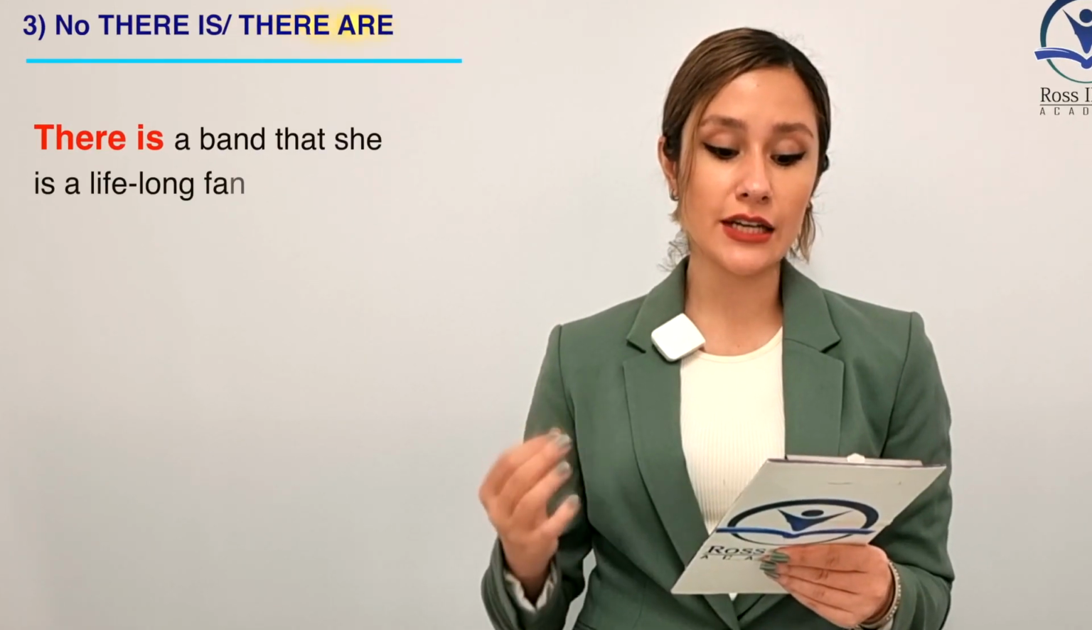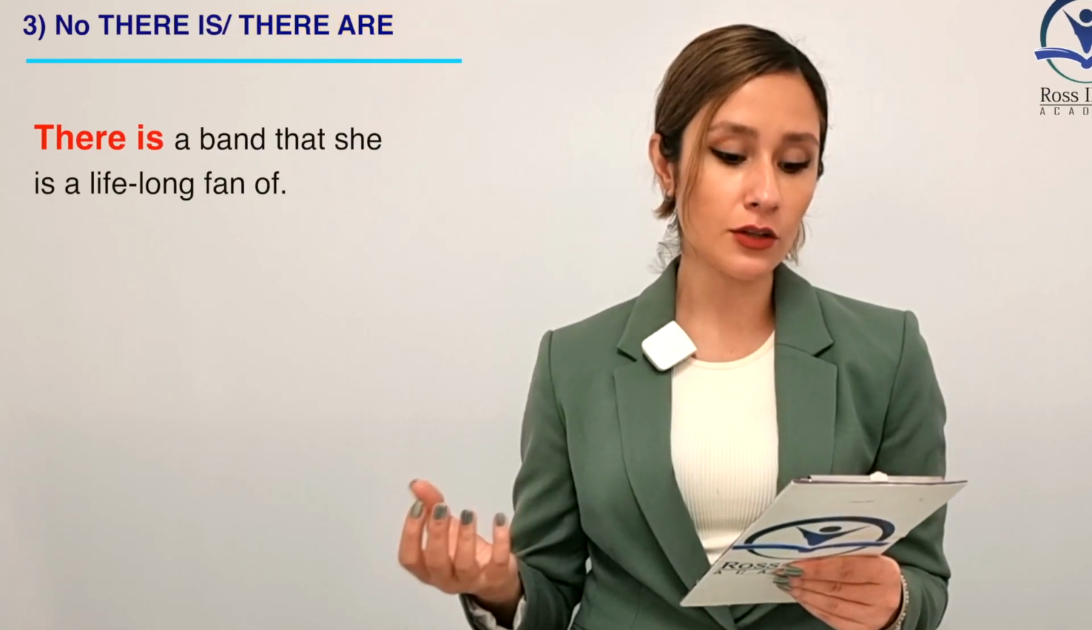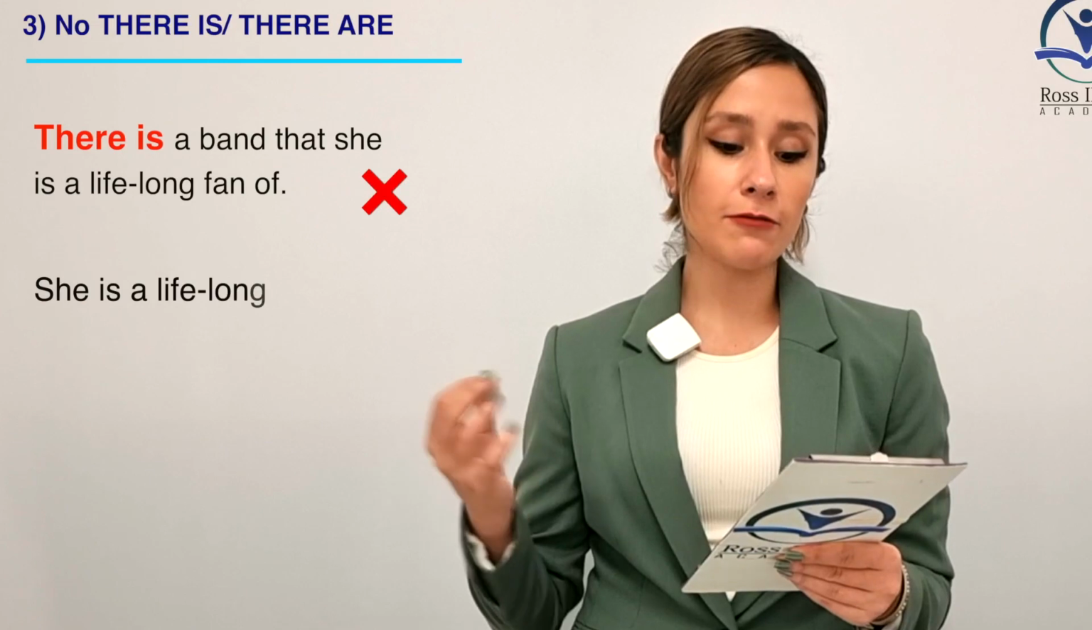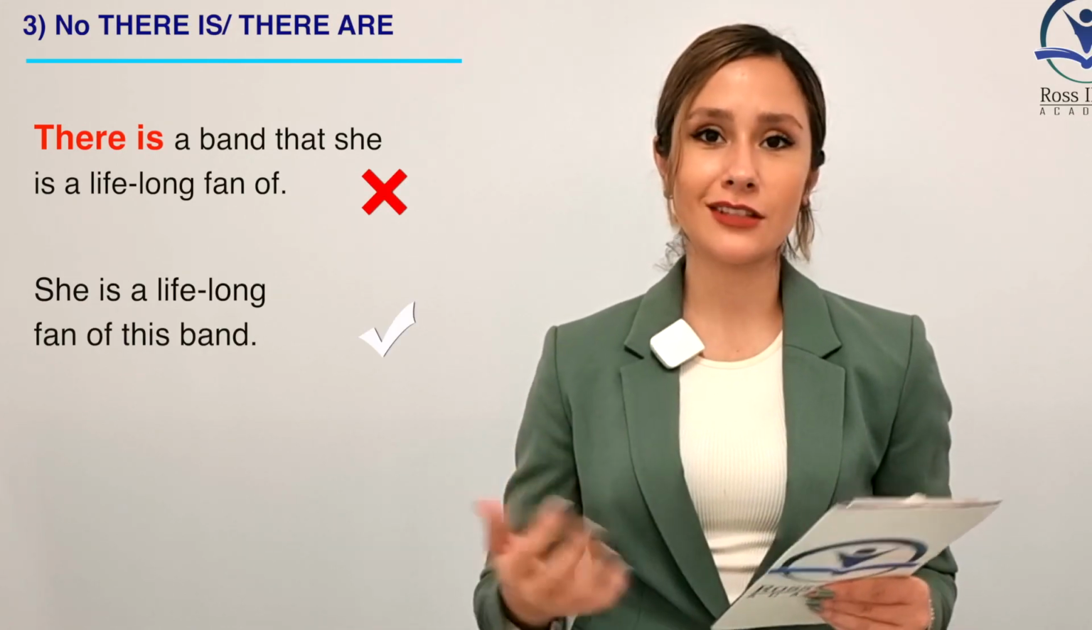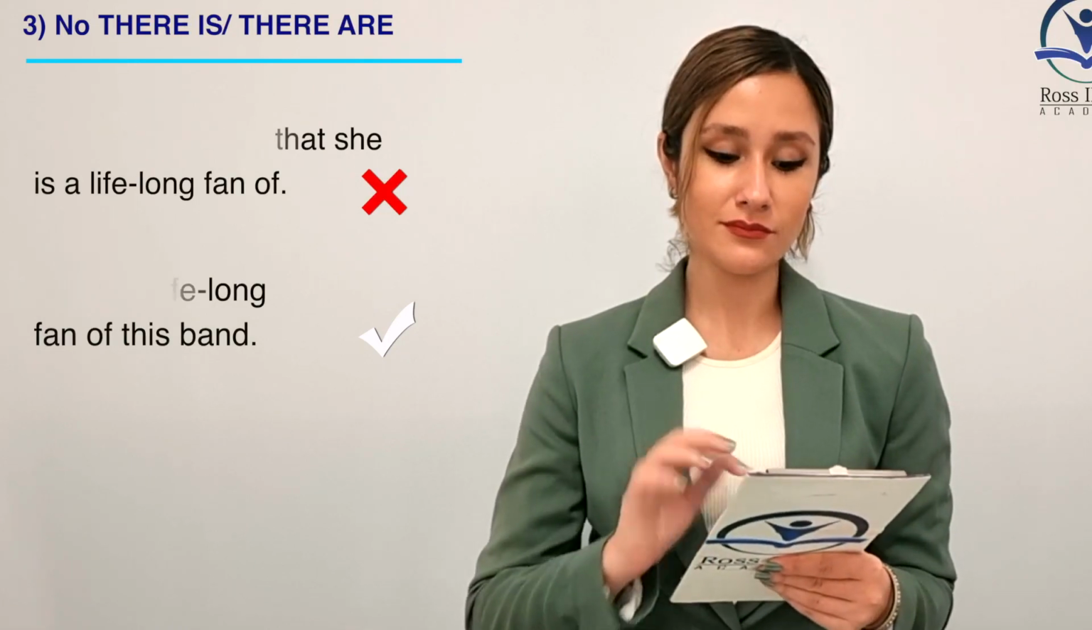The reason why I say that is because you should be clear, concise, and to the point. And by doing that, you can get a better score in task response and coherence and cohesion criteria. For example, instead of saying, there is a band that she is a lifelong fan of, you can say, she is a lifelong fan of this band. It means she has always loved and liked this band.